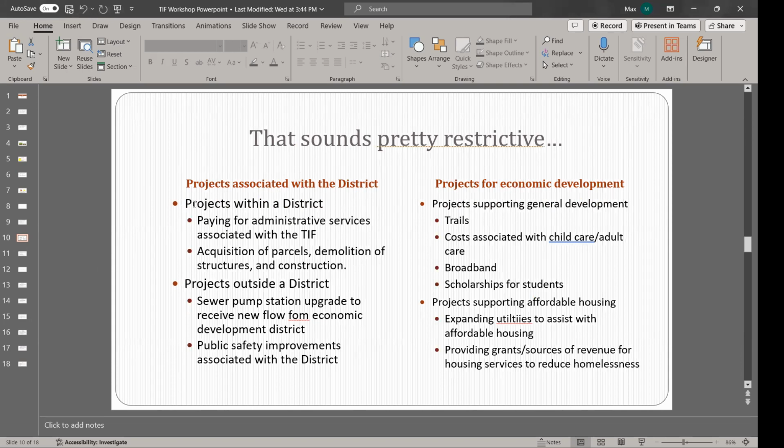So we have projects that are outside of TIF that can support a TIF district.